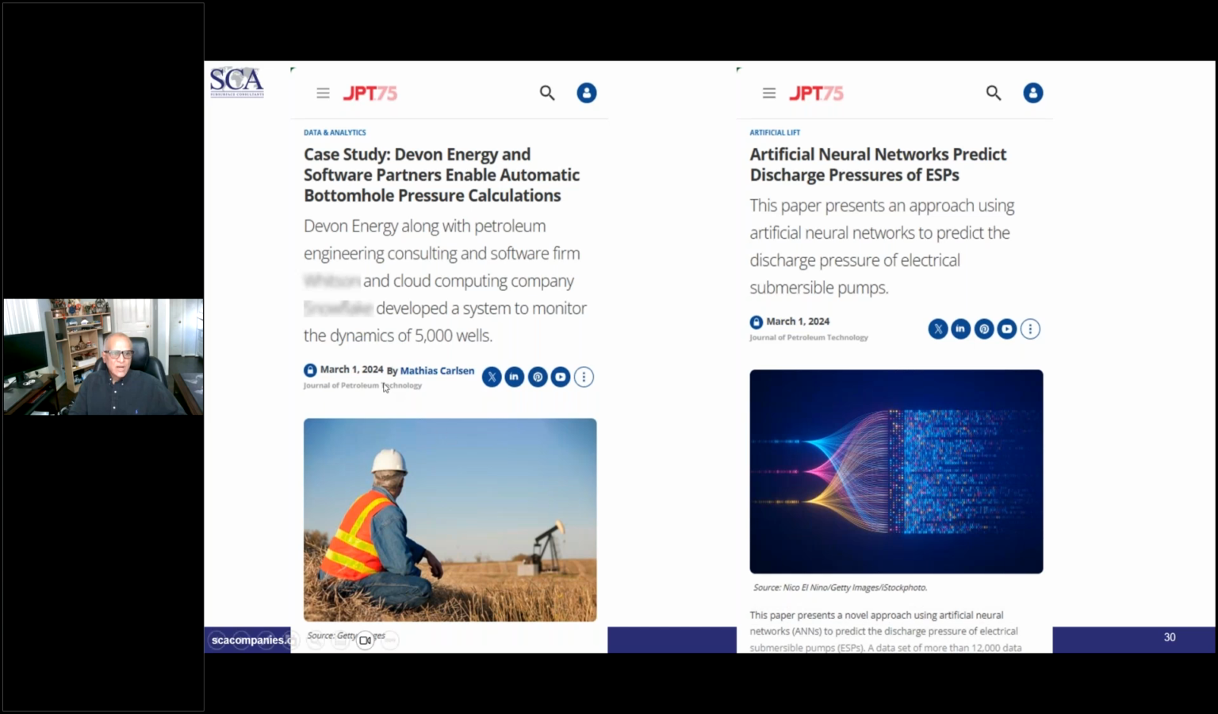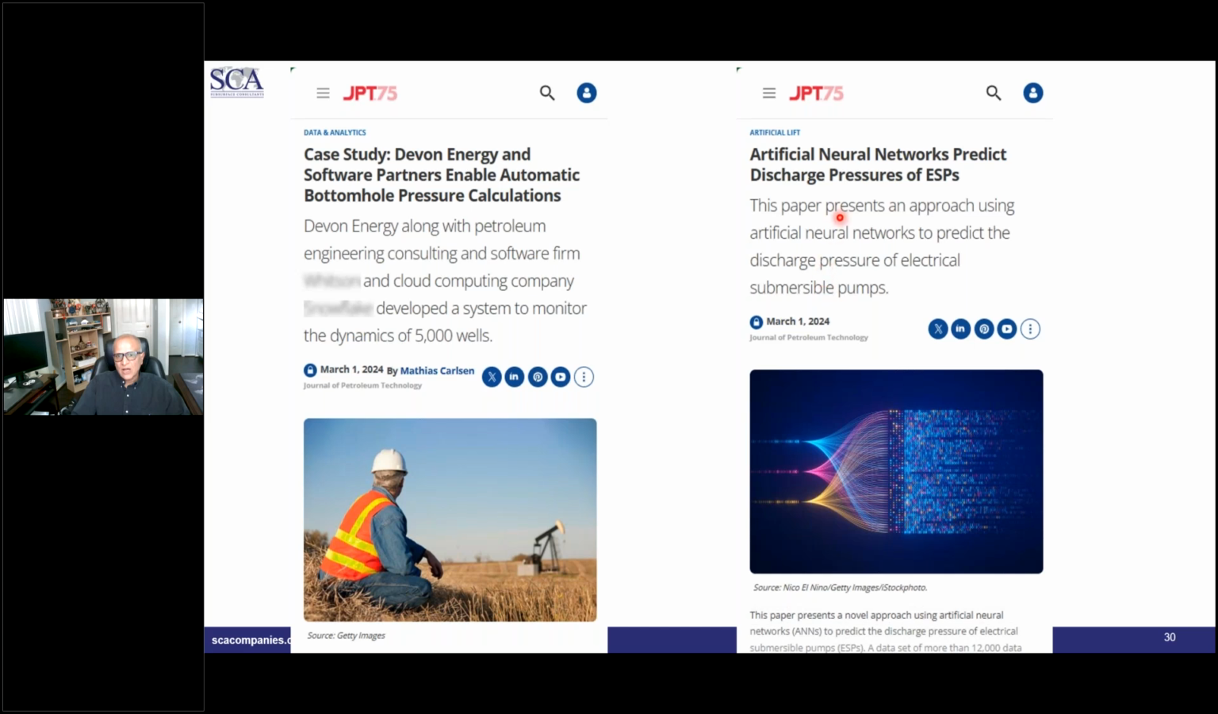Very recently, in just March 2024, Devon and some software partners published in JPT how they are doing automatic bottom hole pressure calculations. Here is a use case: if you have wellhead pressure and a few wells with downhole pressures, you can develop a machine learning model that can give you bottom hole pressure calculations, for which we have traditionally relied on software packages that unfortunately cannot be directly plugged into a real-time data stream. That is what they did for about 5,000 wells.